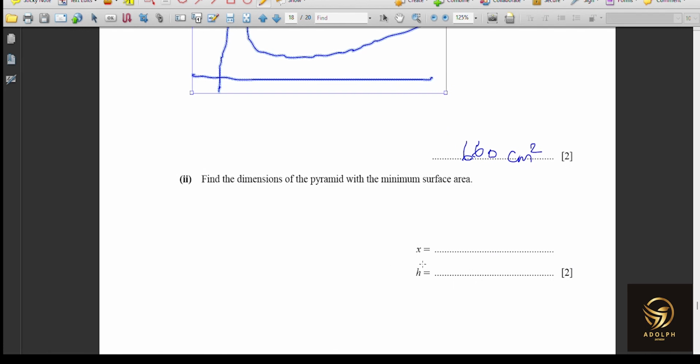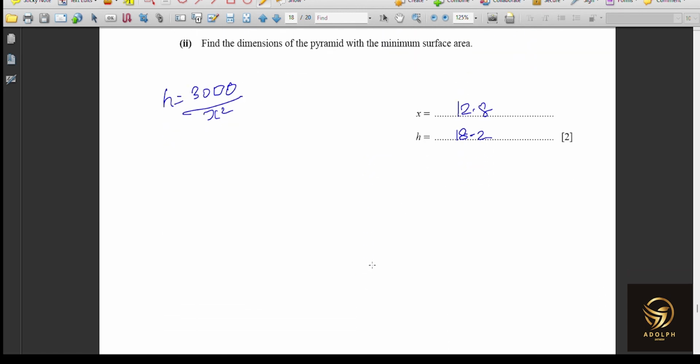Find the dimensions of the pyramid with the minimum surface area. So here actually we can calculate only the x value directly, so it is 12.8. So if x is 12.8, then with the help of the volume we can calculate, h equal to 3000 divided by x square. So in this, if you put it in, we are getting the h value as 18.2.